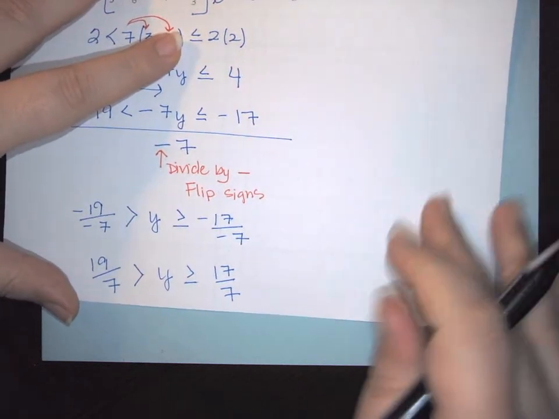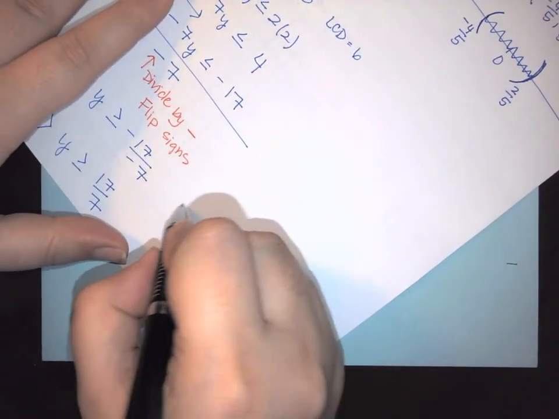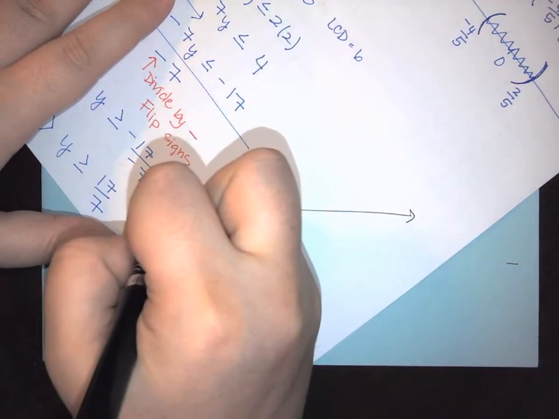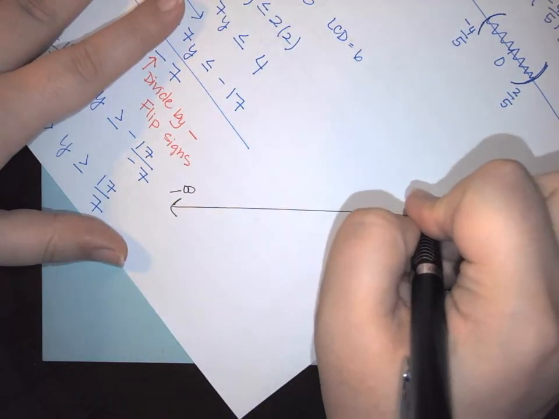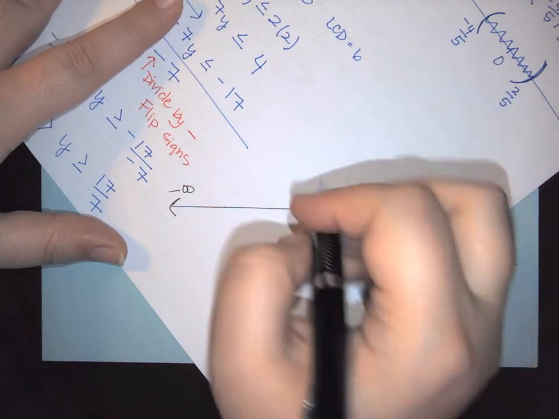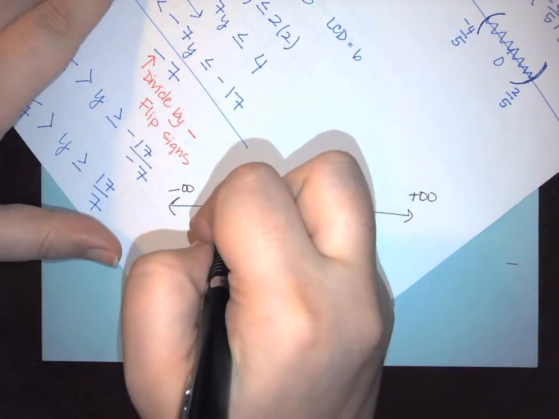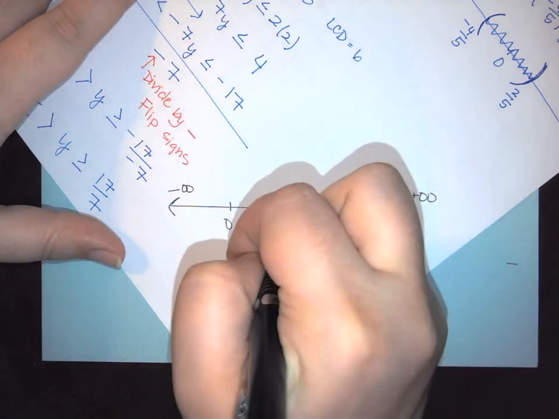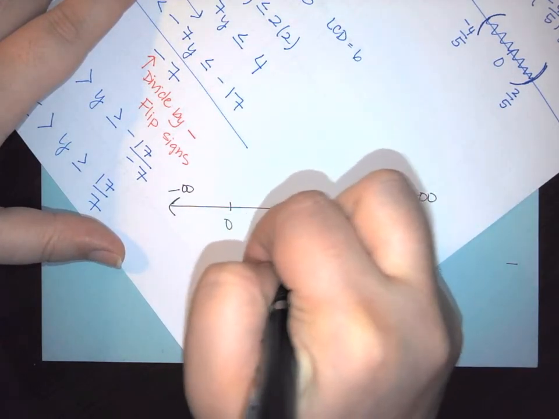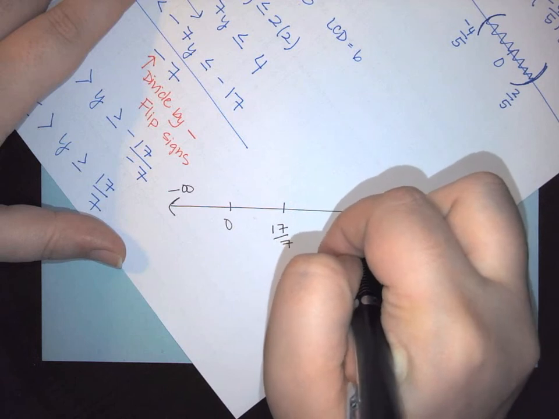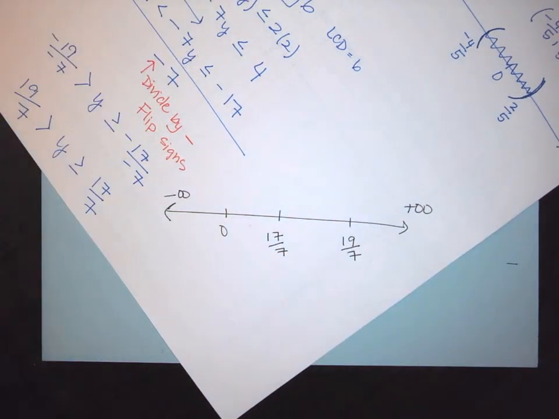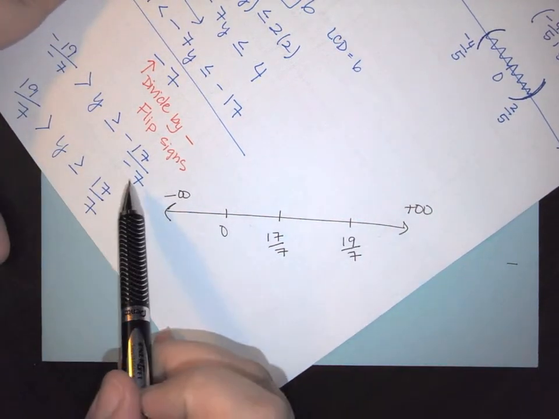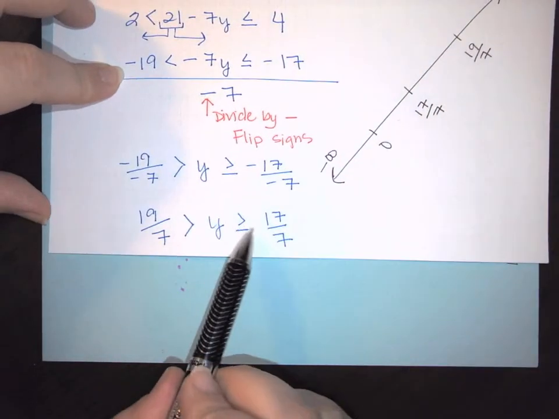So last but not least, I need to go ahead and graph it. So I'm going to draw my number line. I'm going to have my negative infinity and my positive infinity. I'm going to slap my 0 in here. And then I've got 17 over 7 and 19 over 7. Now notice I'm giving myself a little space so that I can see how it works.